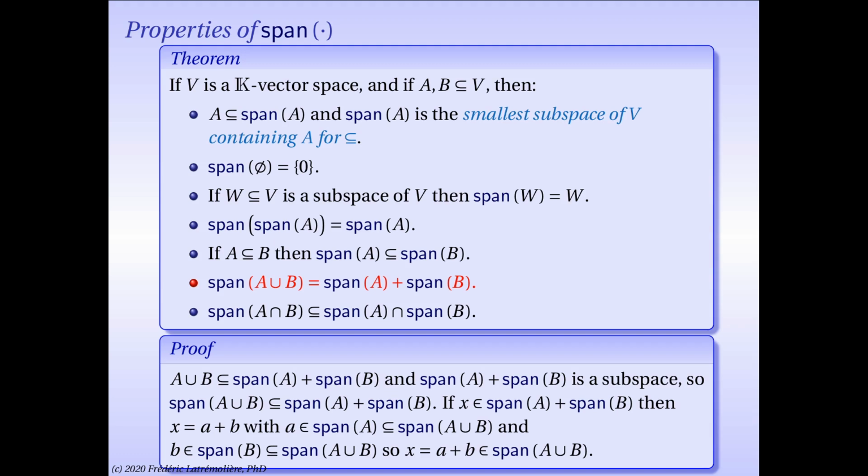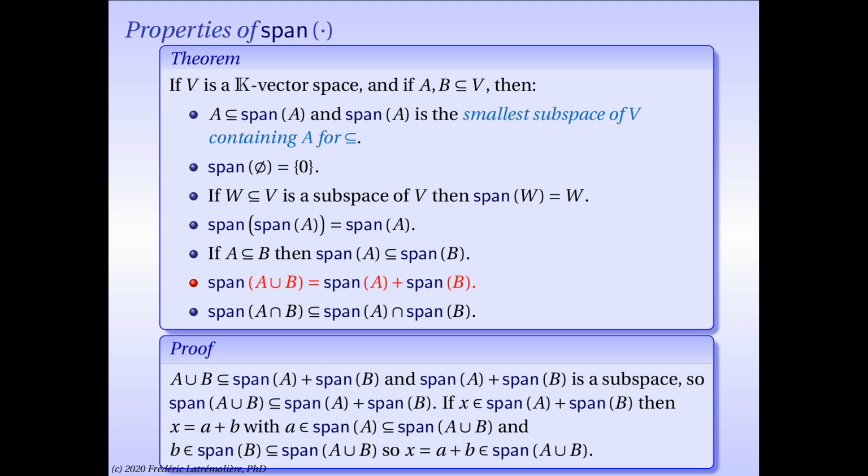So, on the other hand, the span of A plus the span of B, that's a subspace. That's the whole point of summing subspaces. So we can conclude that the span of the union of A and B must be a subset of the sum of the span of A and the span of B, because the span of A plus span of B is a subspace on one hand, and it contains A union B on the other, so it contains the smallest subspace containing A union B. That's the span of A union B.